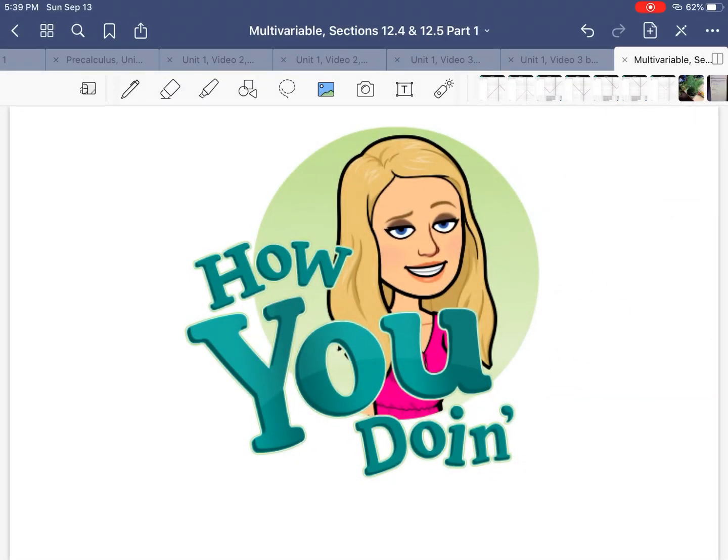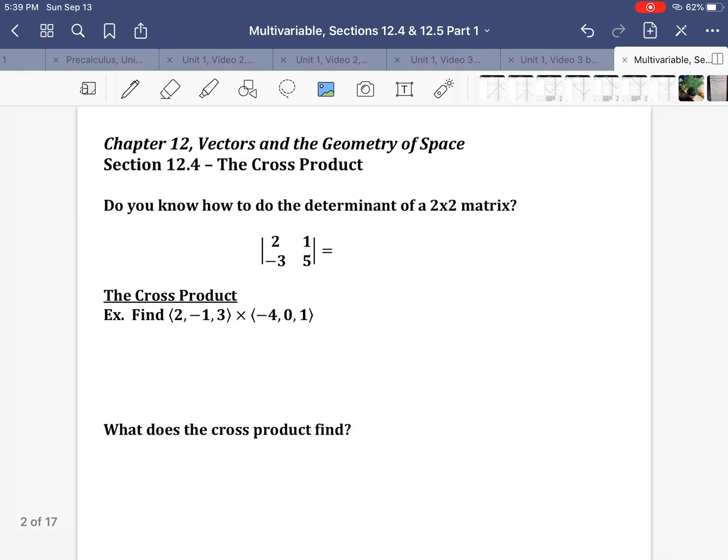All right, I hope you're doing well today. So we're going to do section 12.4, and we're going to start a tiny bit of 12.5, just like the first page or two of the notes, just to get them out of the way a little bit.